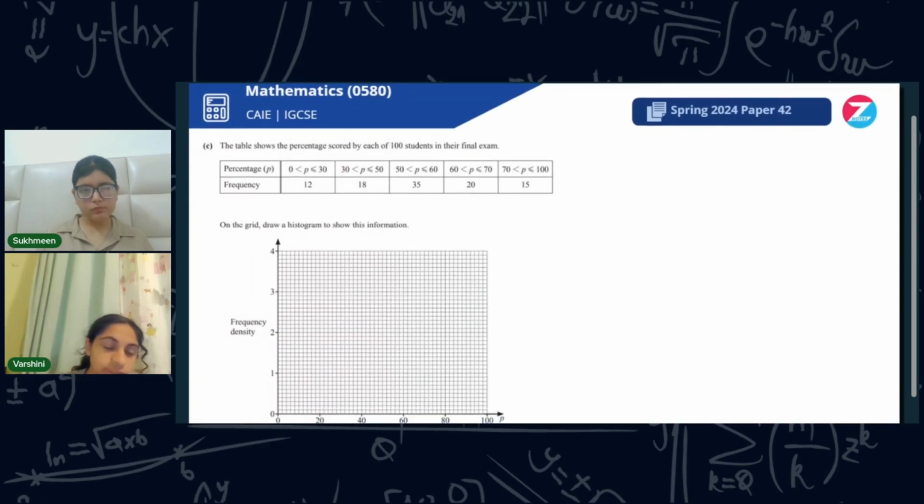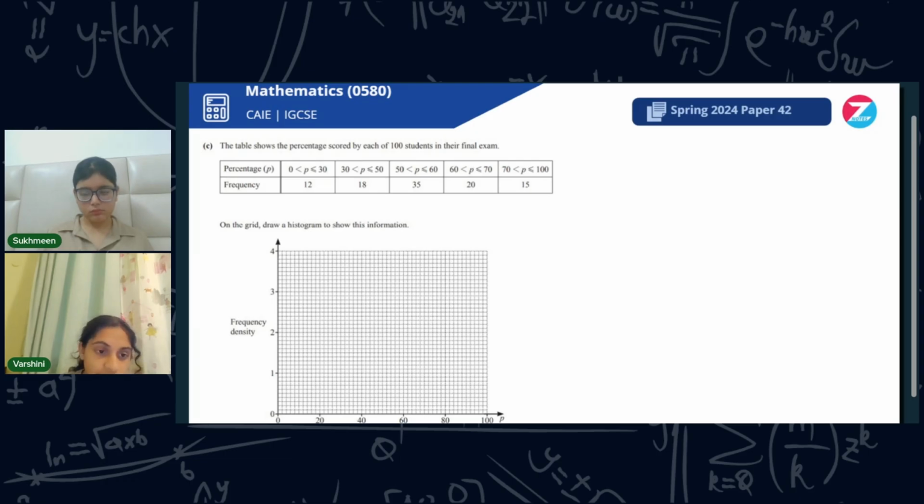The table shows the percentage scored by each of 100 students in their final exam. So over here, it's 0 to 30, and it's coming 12 times. 30 to 50, which is coming 18 times. 50 to 60, which is coming 35 times. 60 to 70, which is repeating 20 times. And 70 to 100, which is repeating 15 times. On the grid, draw a histogram to show this information.